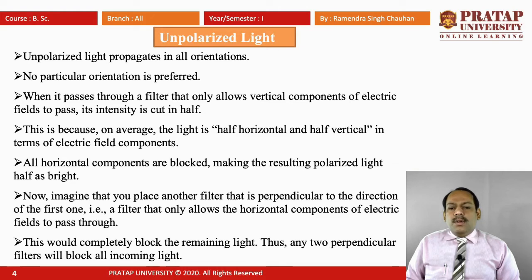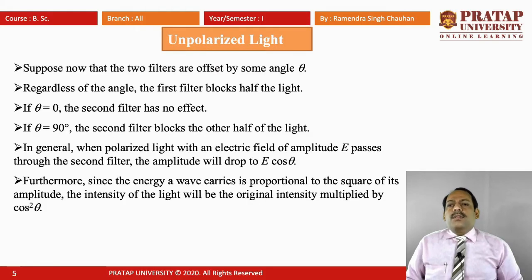So that we have already talked about. This would completely block the remaining light, thus any two perpendicular filters will block all incoming light. Suppose now that the two filters are offset by some angle theta. Regardless of the angle, the first filter blocks half the light.